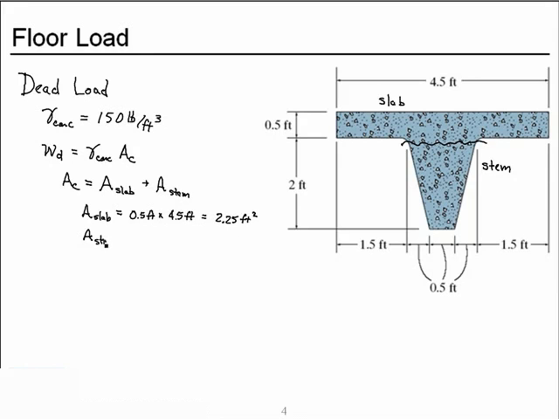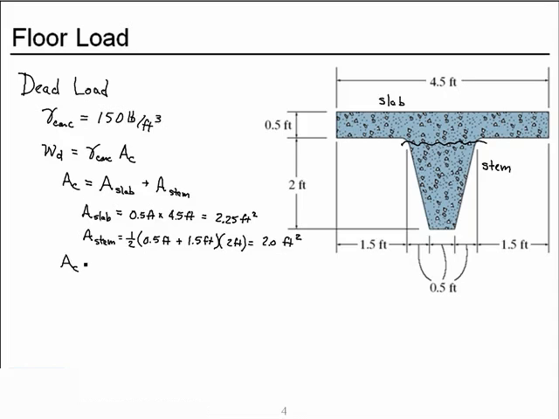Area of the stem, well, we have a trapezoid, so we'll take 1/2 times the width at the base, ½ foot, plus the width at the top of the stem, 1.5 feet, times the height of the stem, 2 feet. Put all of those together, we get 2 square feet of concrete.